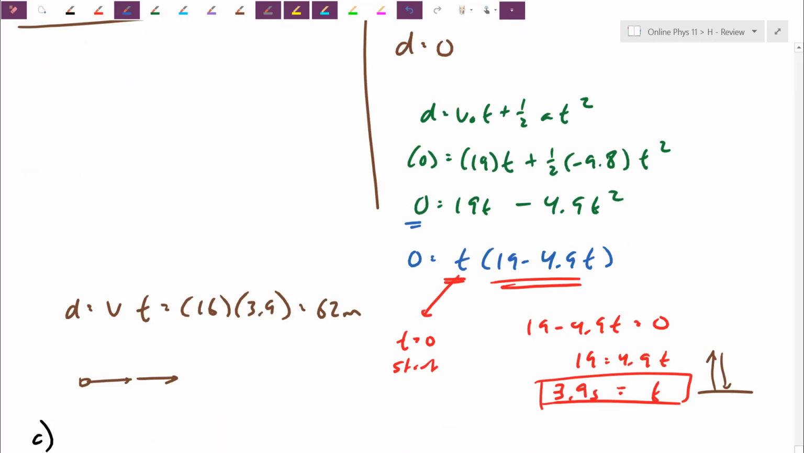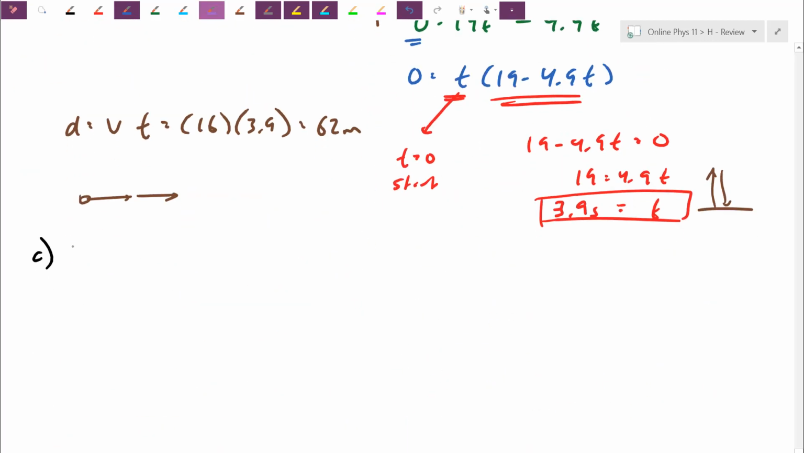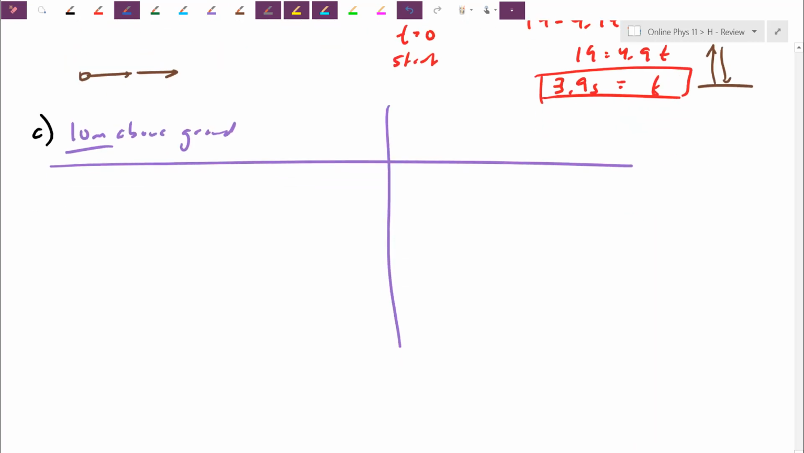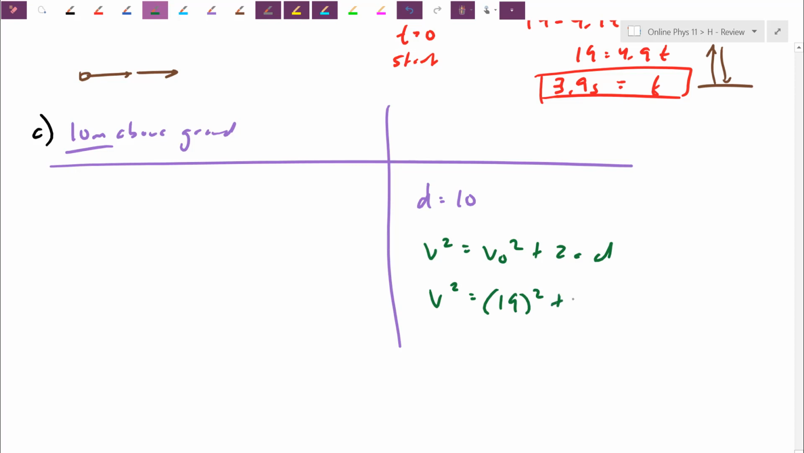So for this part C, I'm just going to hint at it here. When I am 10 meters above the ground, right, that 10 meters here is vertical, so I'm expecting to look at the vertical side again. What if my d was actually equal to 10? Would I be able to calculate the final velocity? Well, let's try out our first formula again. V squared is V naught squared plus 2ad. I don't know what the final velocity is. I know I started off going 19, plus twice negative 9.8, and they just randomly give me a 10 here.